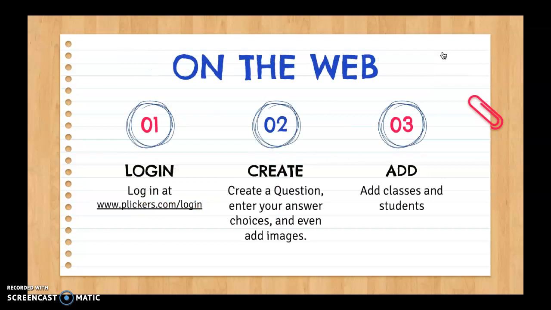Then you're going to go to the web. So you're going to log in to plickers.com/login. You're going to create a question and enter your answer choices. And you can even add images. This is really helpful whenever you need to add an image or a chart for the students to look at. And then after you have created your question, you're going to add your classes and your students.